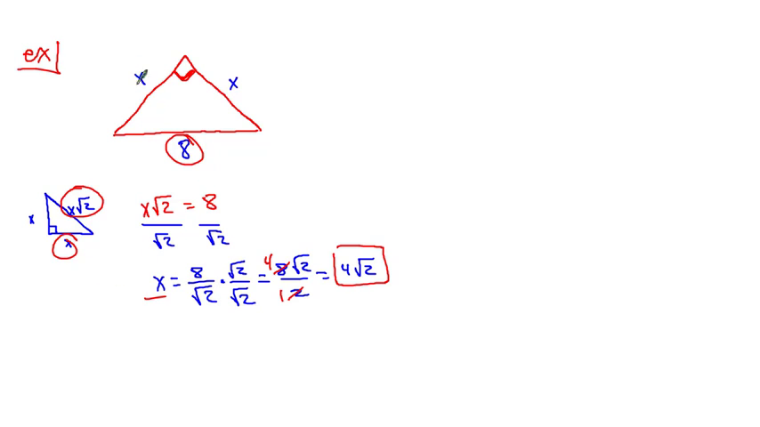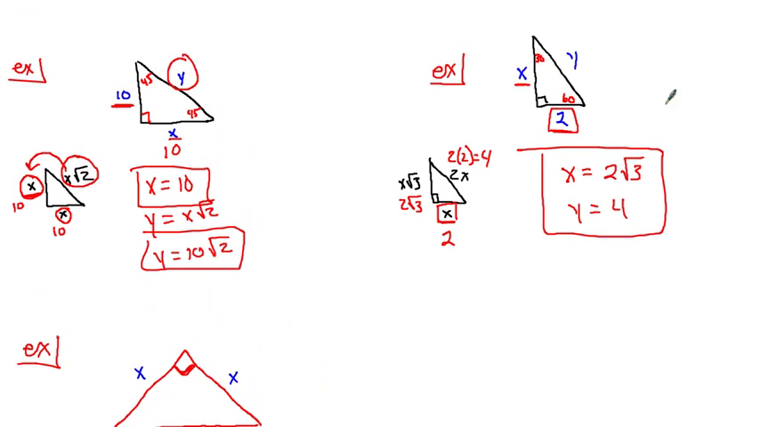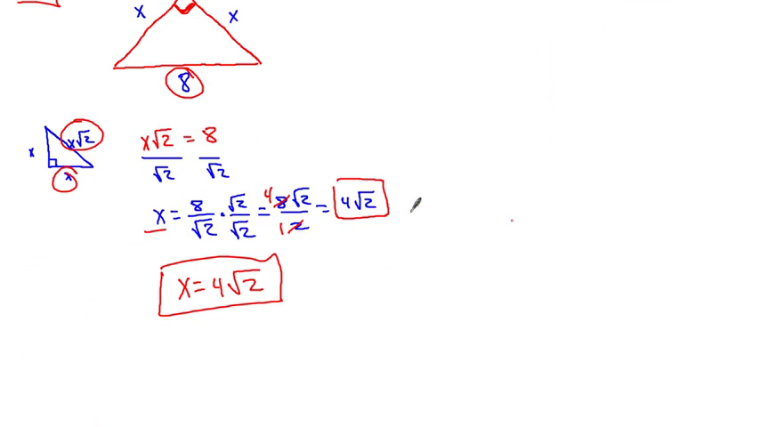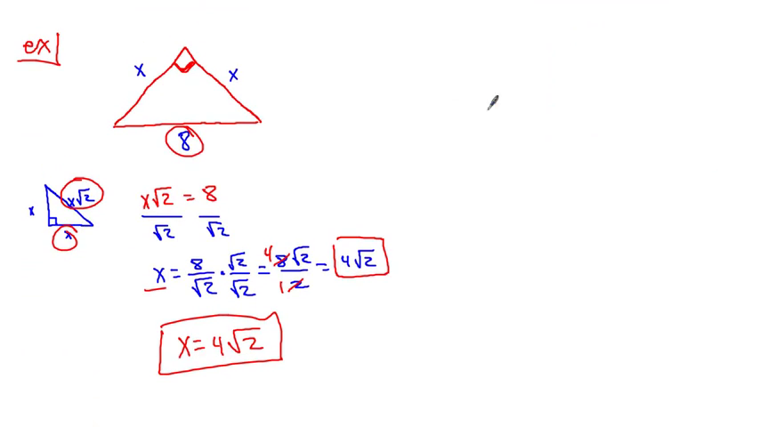Now in this case, it's the same x, so it's okay. So x equals 4 times the square root of 2. But you see what I meant about the x not always matching up with the x from your picture, right? Remember this example? It didn't work. This example, it did. So just pay attention to what you're doing.